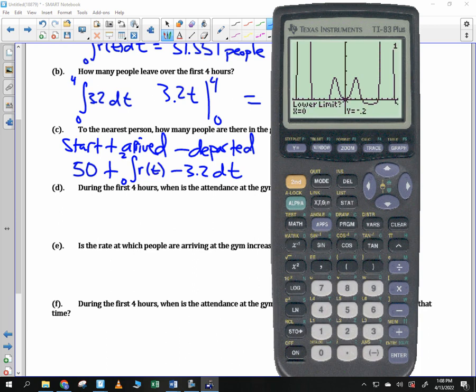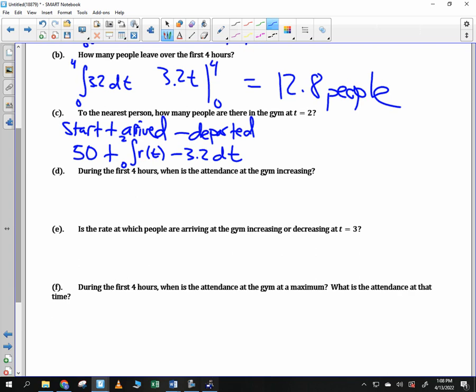Maybe I don't have that bad of a function. It's kind of cool. Going from 0 to 2. So I get 50 plus 11.021, or 61.021 people. Oh, the nearest person, 61 people.